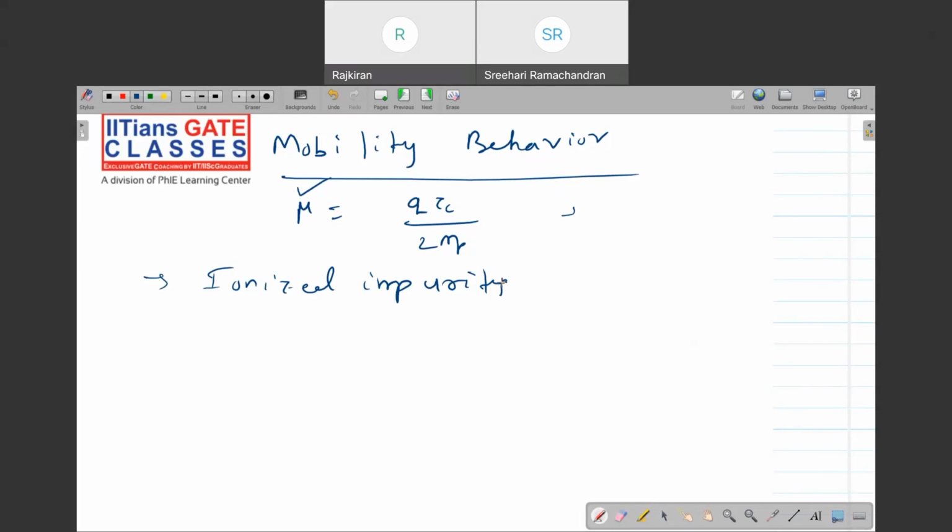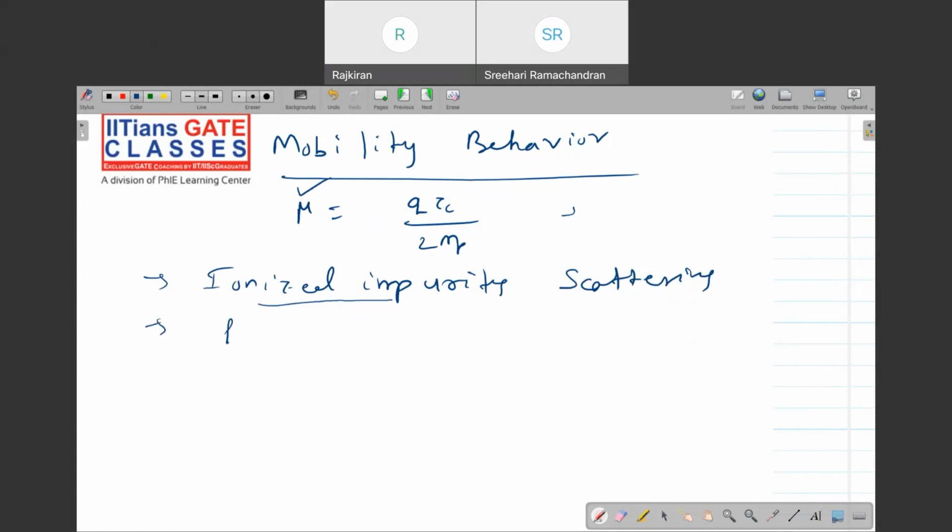They are there inside the semiconductor. So whenever a carrier is moving inside the semiconductor, it will come across these ionized impurities and collide with them. That is called ionized impurity scattering. Scattering means that after the collision, it will change its direction of motion.